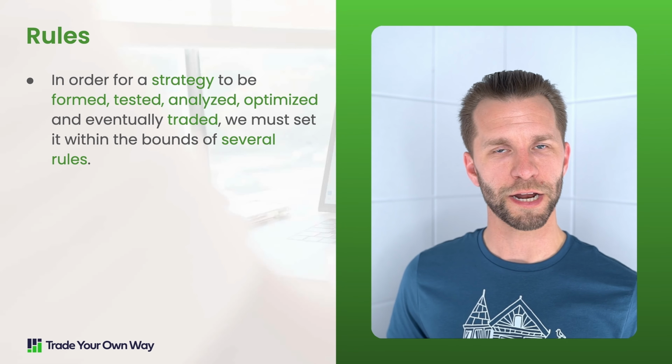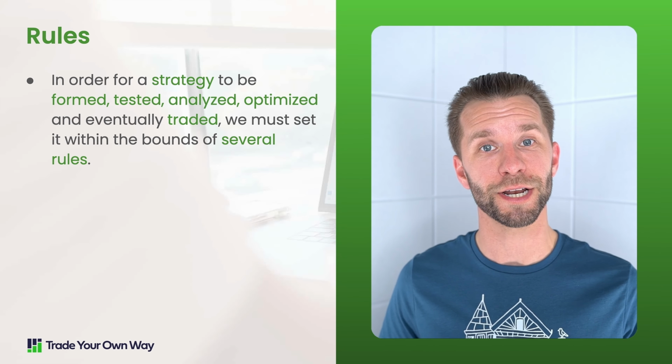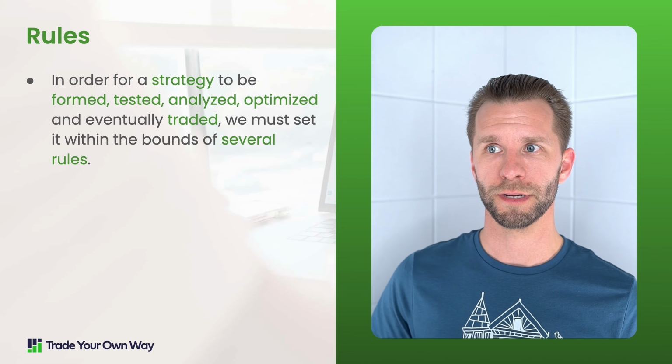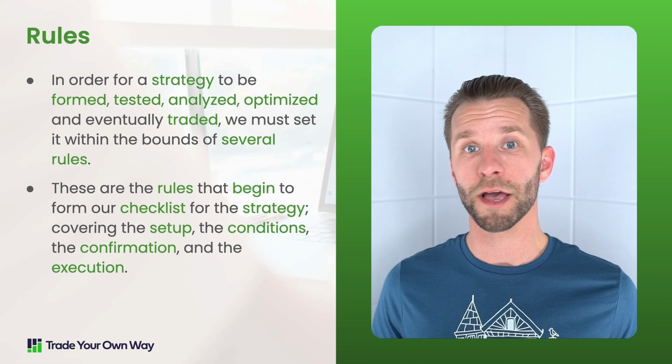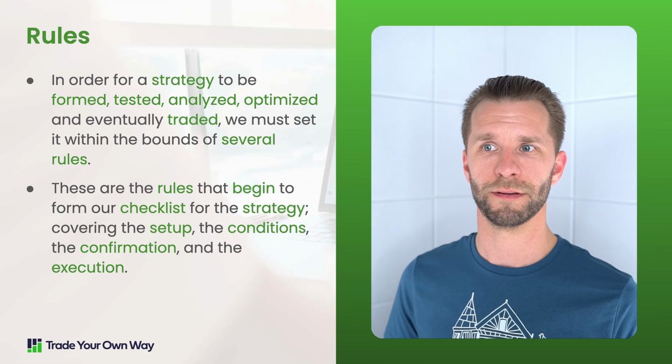In order for a strategy to be formed, tested, analyzed, optimized, and eventually traded, we must set it within the bounds of several rules. These are the rules that will begin to form our checklist for the strategy, covering the setup, the conditions, the execution, and the entry. Let's begin looking for potential strategies so you can see how this all fits together.